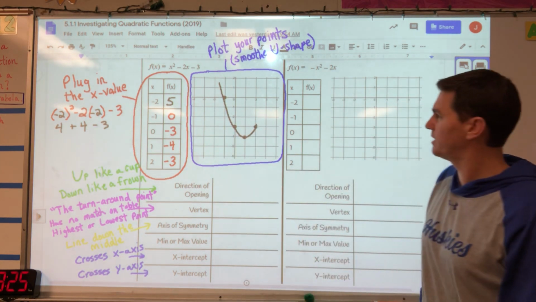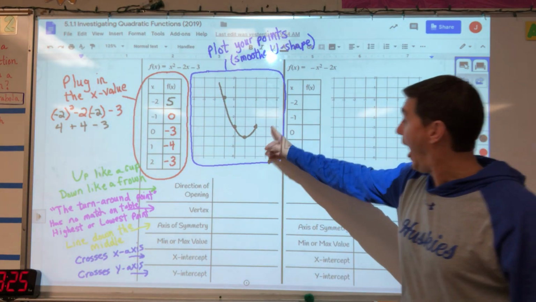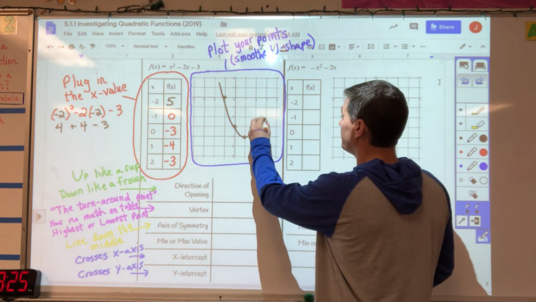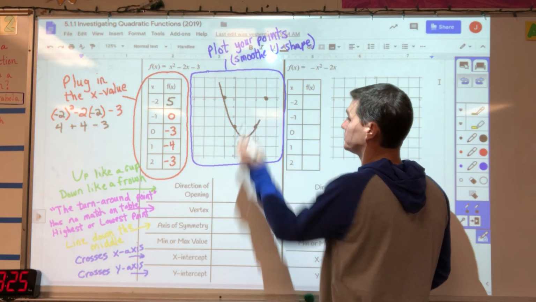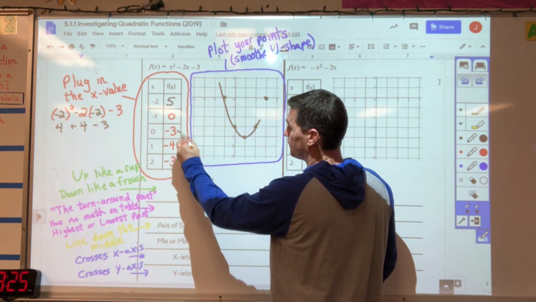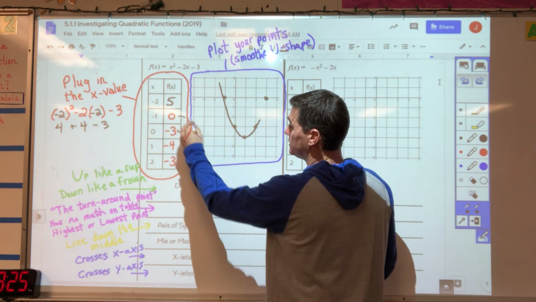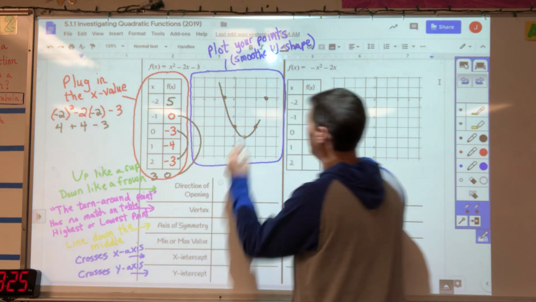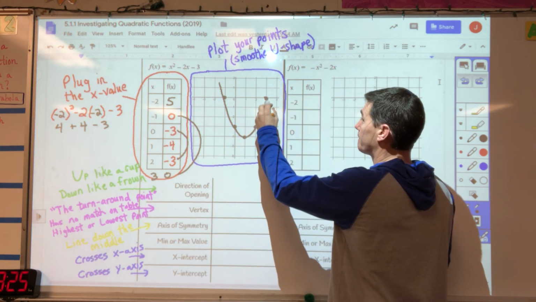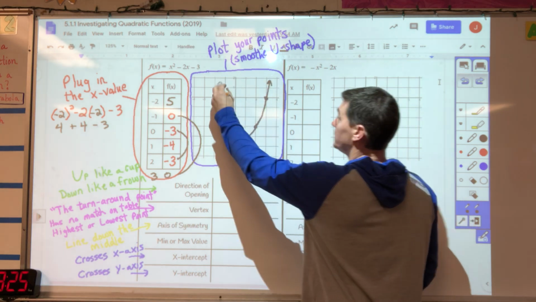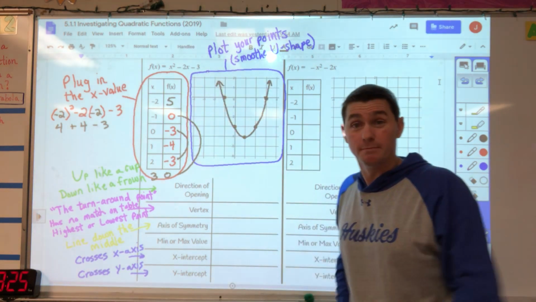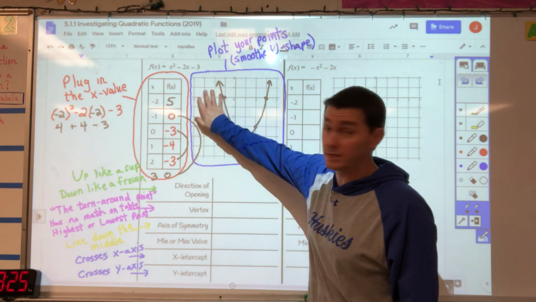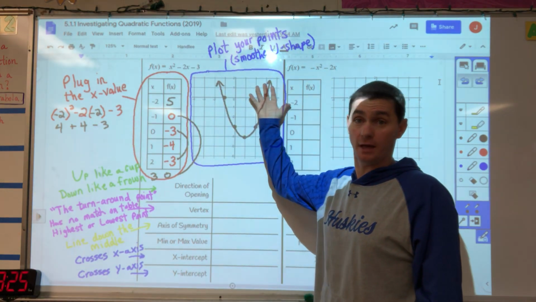Now if I stop right there, this looks incomplete. I can continue this line. In fact, I actually know that it passes through this point. You'll notice in your table, -3 matches with -3. 0 would match down here with the point 3, 0. That's because parabolas are symmetrical, meaning what happens on one side also happens on the other side.